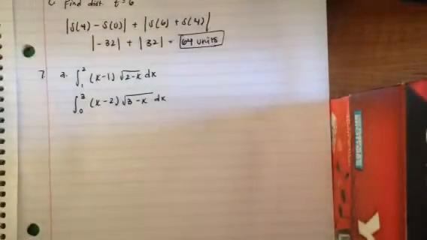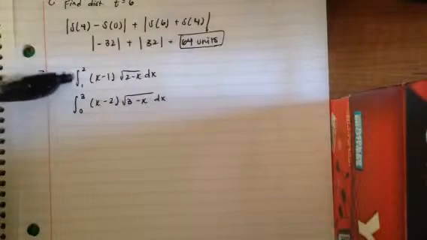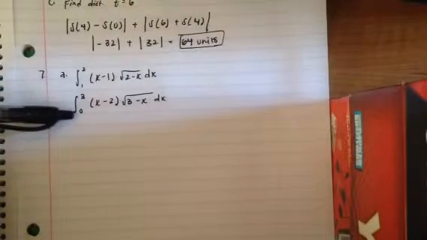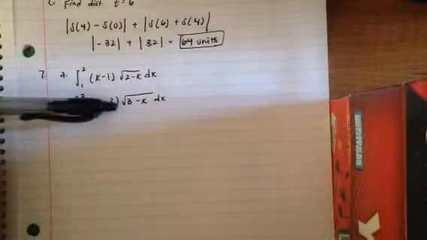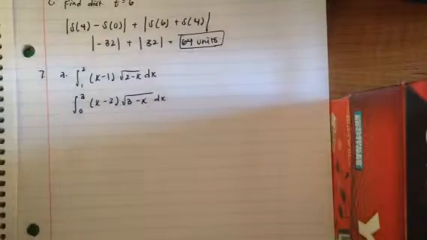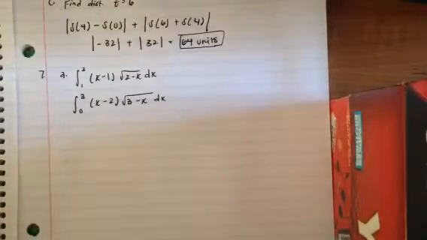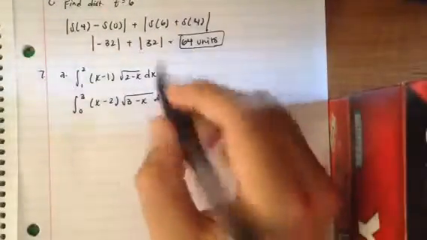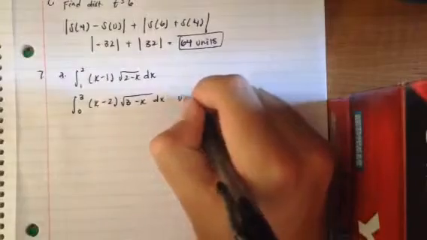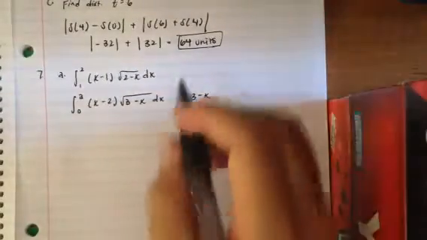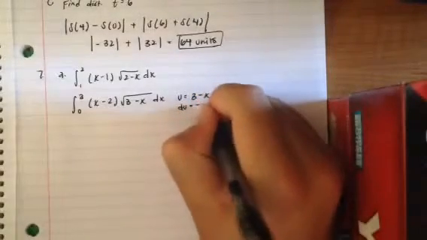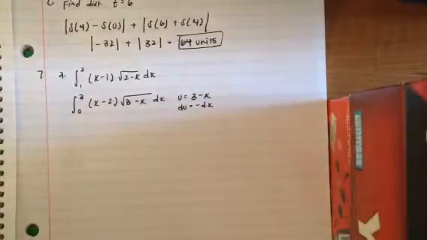So this is 7. The original's on top. I just changed b to 3 and a to 0. Changed it to an x minus 2, and then to the radical of 3 minus x dx. So I need a u because there's a radical. So I'm going to set u equals to what's under the radical. Du would then equal just negative dx.